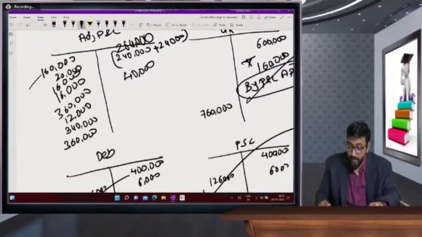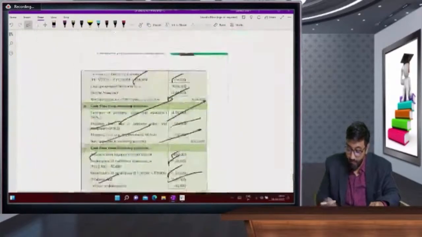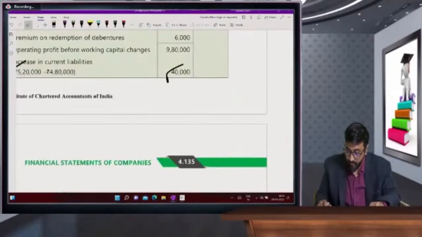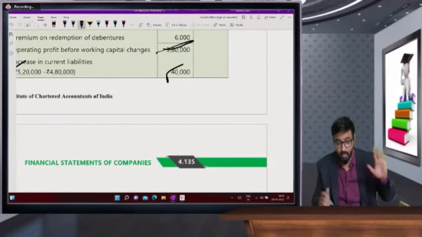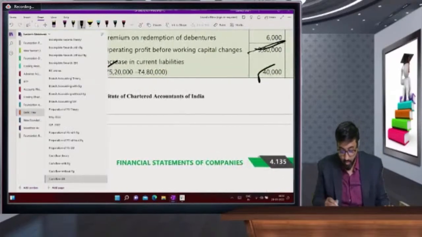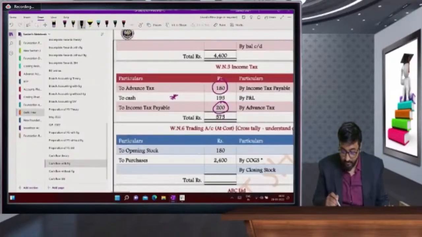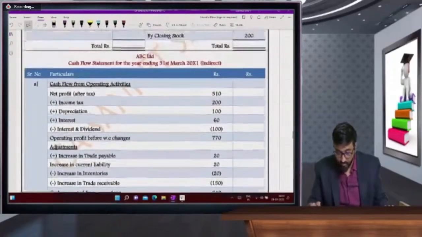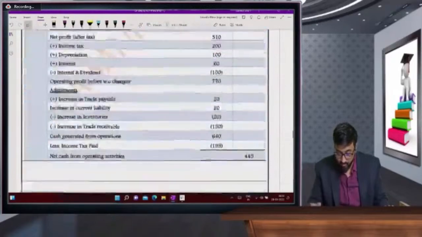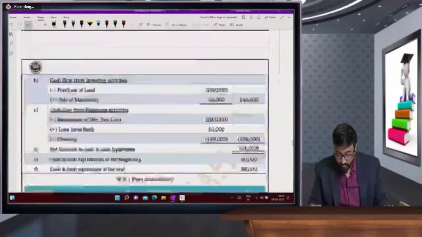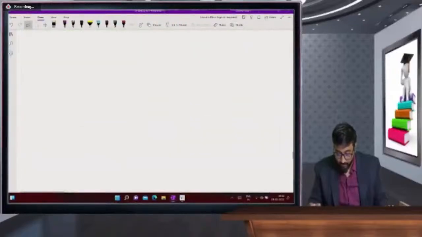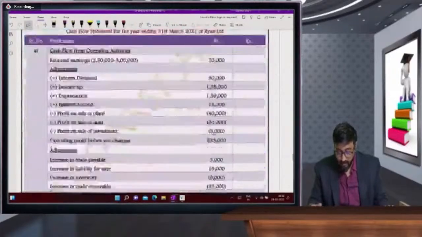And this is operating profit before working capital changes. You can check the answer. Operating profit before working capital changes is 9,80,000. I will provide you the answer. You can take a screenshot. You can check it afterwards. Yes. Write down. Sorry, take a screenshot of answer part. TYK 5 is difficult one, beta. Two new adjustments.